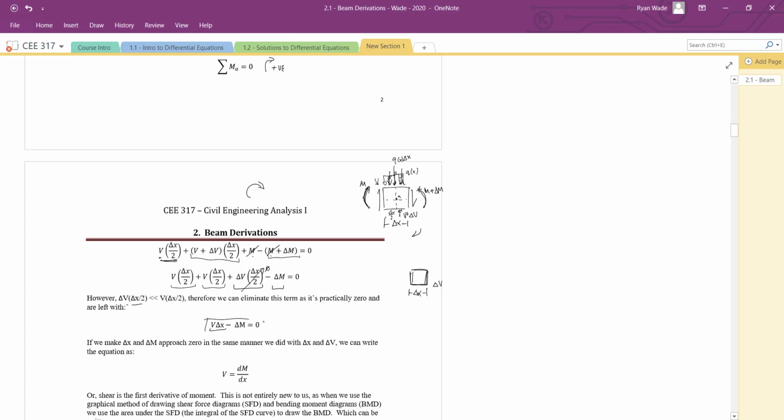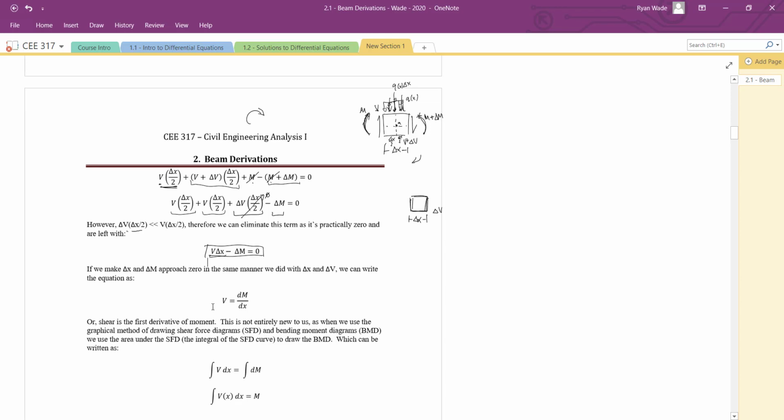So doing that, we can simplify the formula into this. And what it's going to come out with, and again, if I make that delta X go really small or towards 0, then I can write it in terms of a derivative or an integral. And in this case, I get that the shear is the first derivative of the moment. So now I've derived that the shear is the first derivative of the moment, and that the load is the first derivative of the shear.